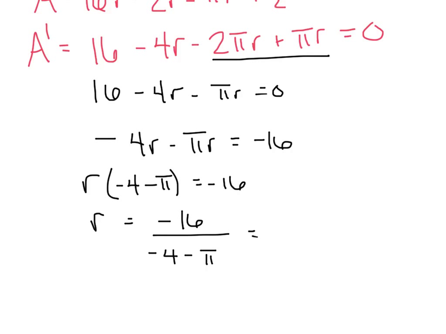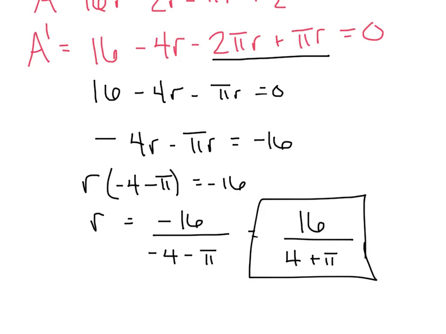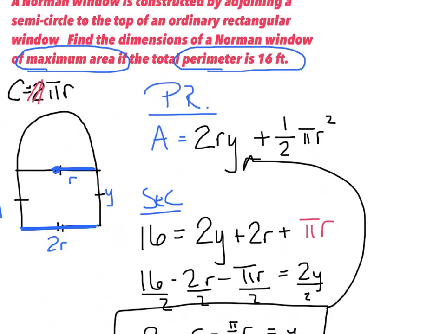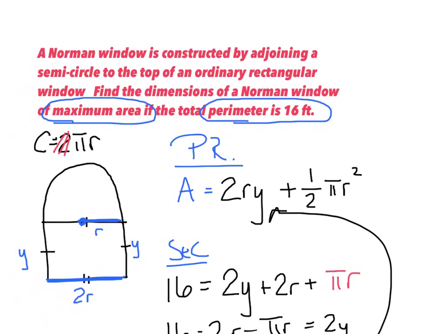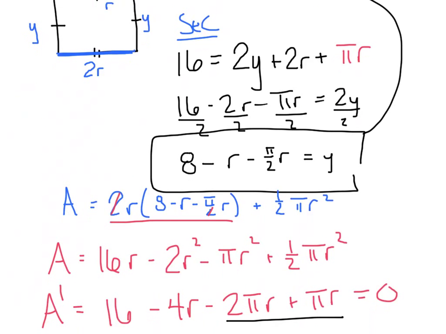Now if all those negatives freak you out, remember as long as you change every sign, you're in good shape. So I'm going to say that's 16 over 4 plus pi. And that is the length of my radius. Again, not pretty, but that's my radius. All right, so let me just make sure I answer the question. I want to maximize the area. So I just want to prove that I actually have a max and find the dimensions.